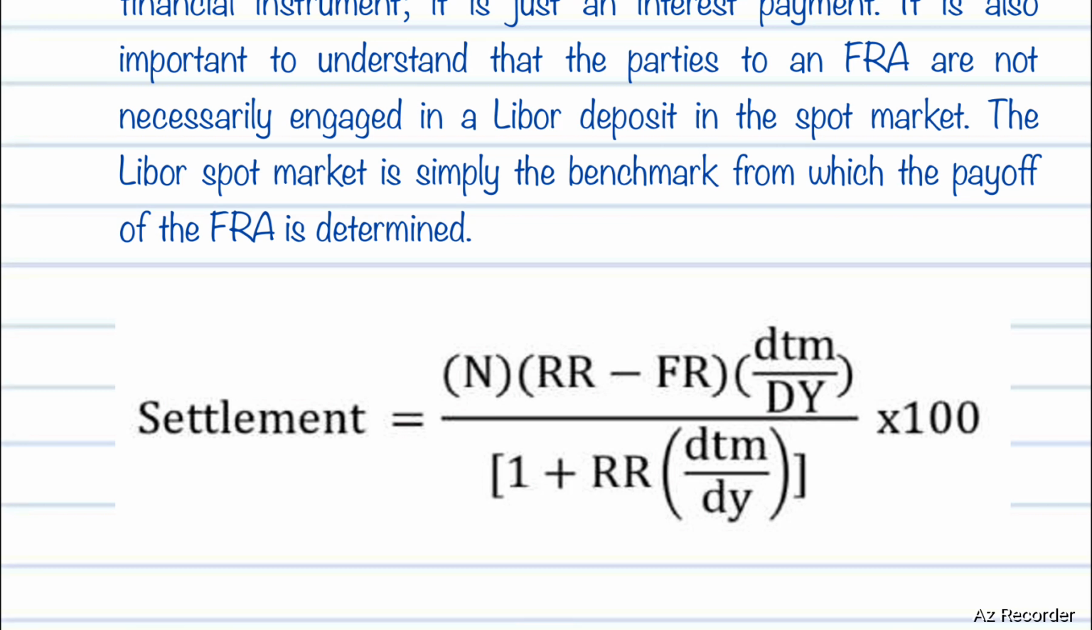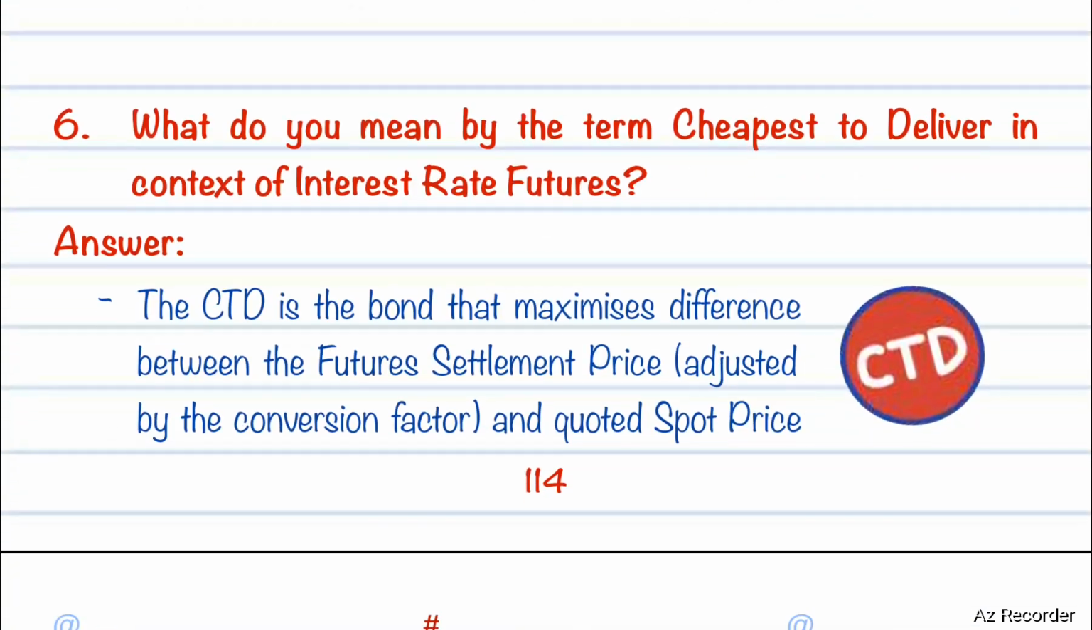Settlement. How to calculate settlement? Settlement equals N into [(RR minus FR) into (DTM divided by DY)] divided by [1 plus RR into (DTM divided by DY)] into 100.